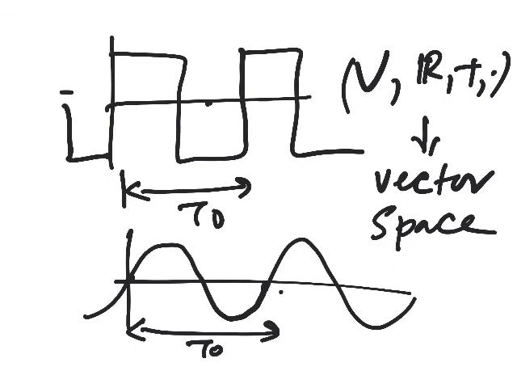But suppose the two periods were different. One signal had a period of t1, the other signal had a period of t2, then it is not always guaranteed that the sum will be periodic. So suppose I redefine my set V as the set of all periodic signals, then it is not a vector space.